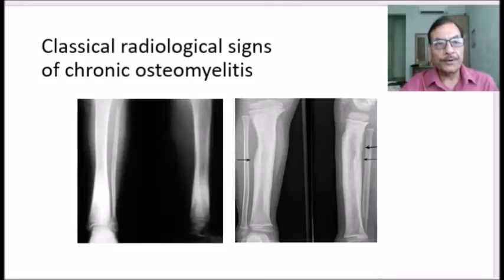Let us check the topic of a very important subject, and that is classical radiological science of chronic osteomyelitis, which is very often asked in the long case, in the short case, OSCE, MEQ, and sometimes in MCQ as well.